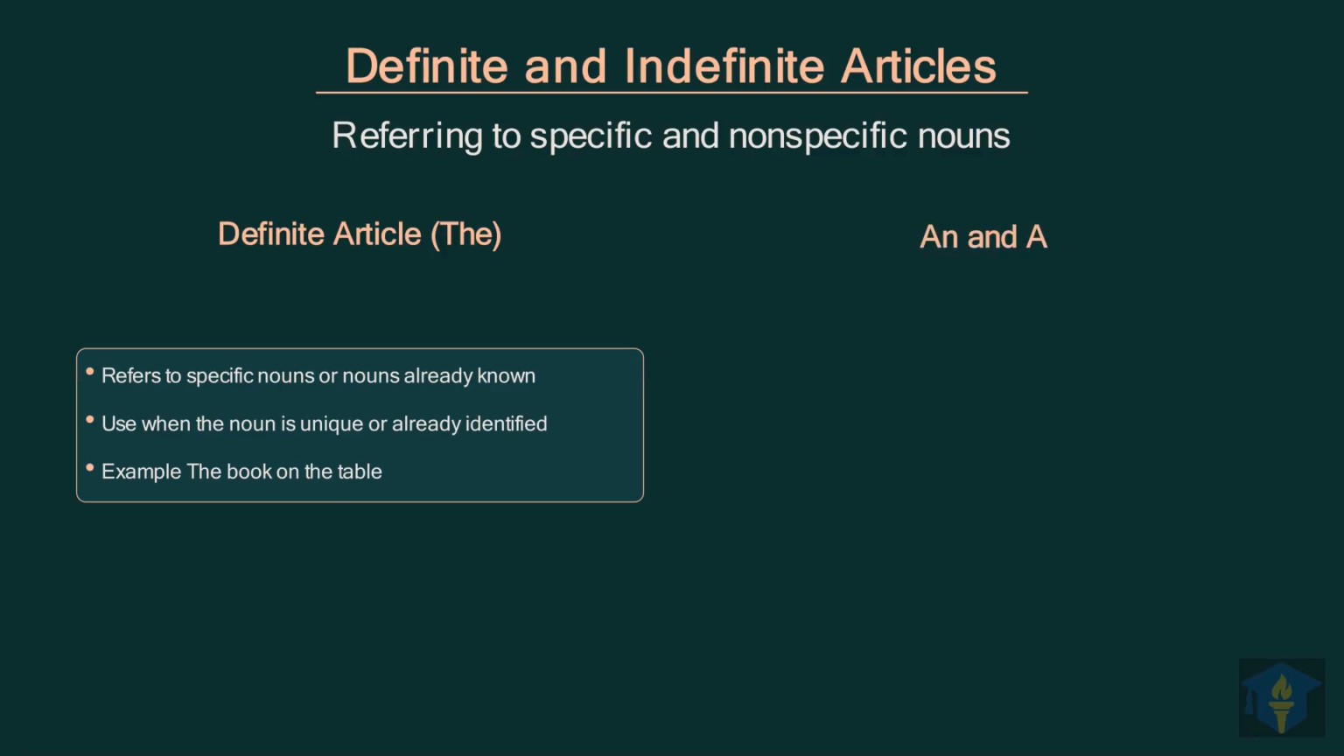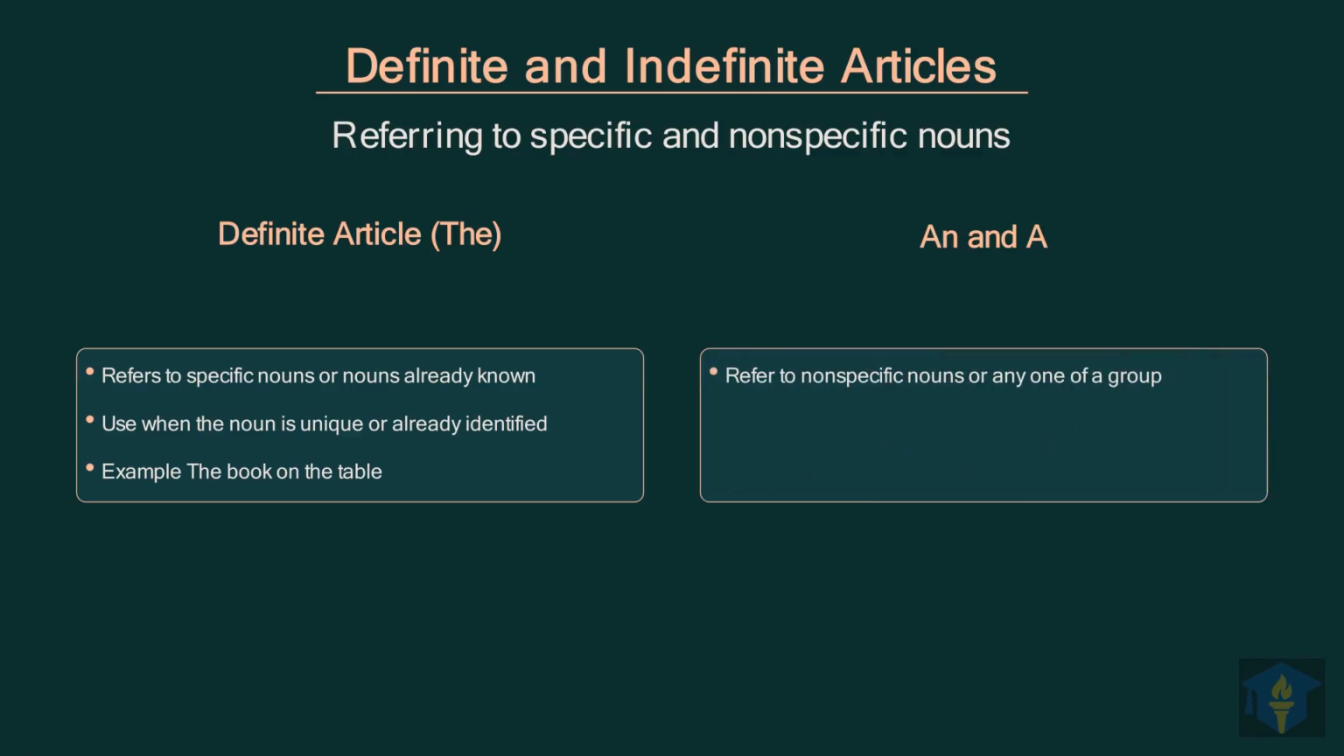Now, let's look at the indefinite articles, a and an. These articles refer to nonspecific nouns, or any one item within a larger group. Use a before words that start with a consonant sound, like a dog. Use an before words that begin with a vowel sound, such as an hour or an apple.